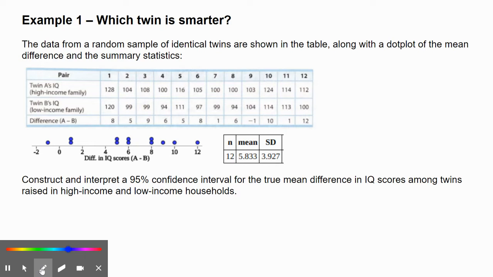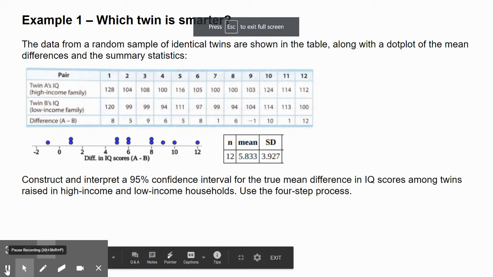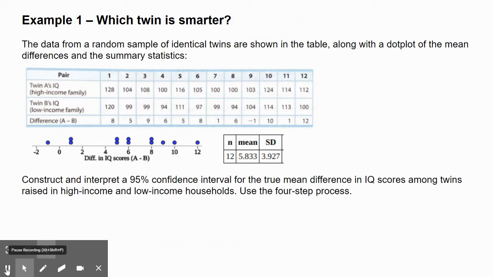Construct and interpret a 95% confidence interval for the true mean difference in IQ score among twins raised in high income and low income households. And we're going to use the 4-step process. I neglected to mention that. Let me do that right here. Now, I was not nice in this section because you're only dealing with a mean difference, not two different means. So you have to start from the beginning. So we need to start with the state.